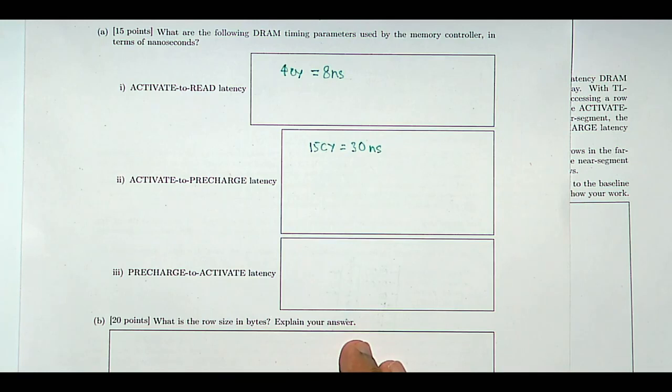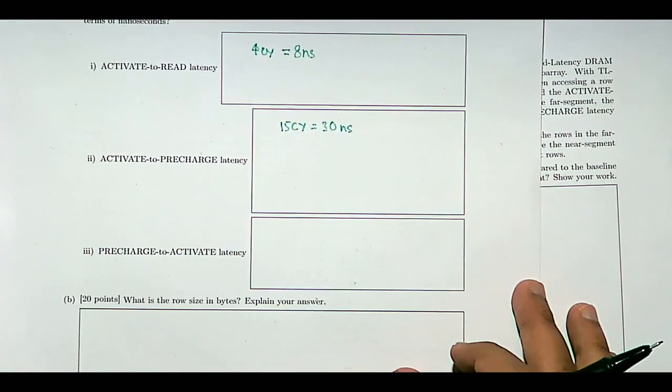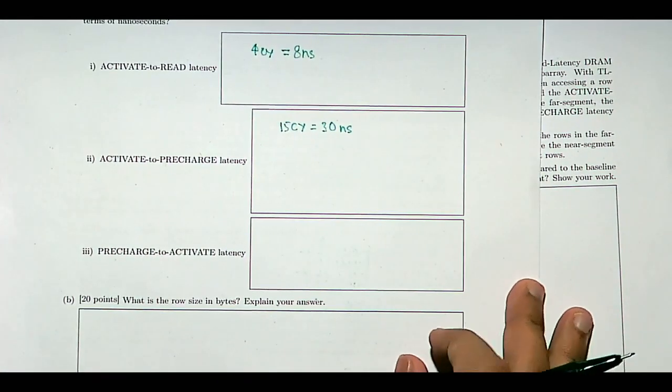It's basically like you are trying to open a new row on the same bank, and what is the minimum time you have to wait before opening a new row? That defines the minimum time, right? There is no harm in maximizing the time. Yeah, sure.